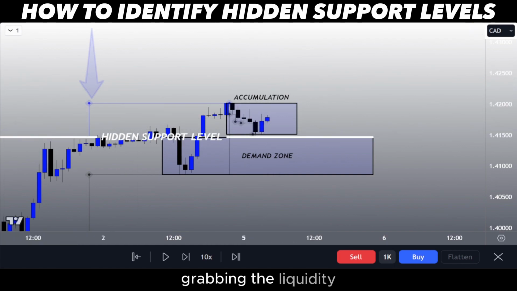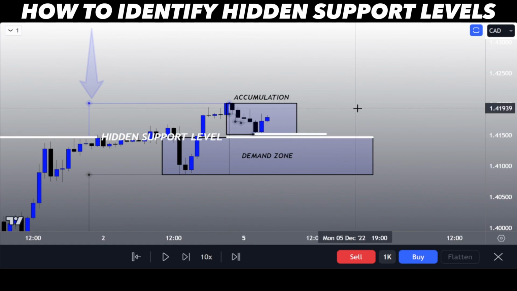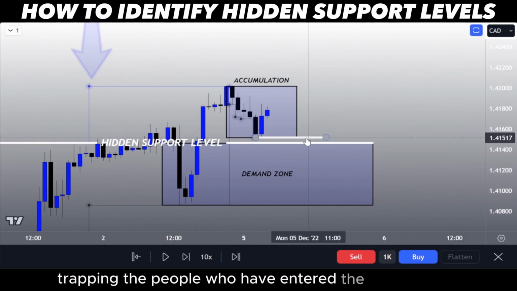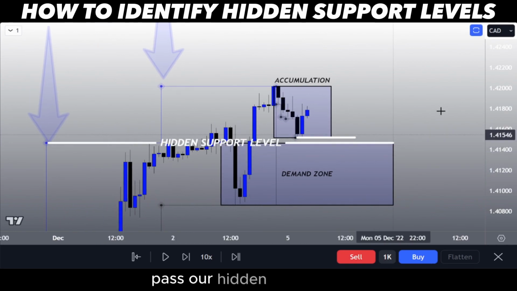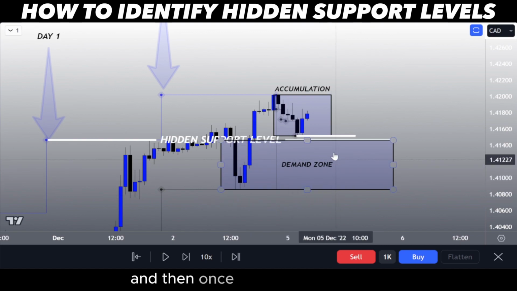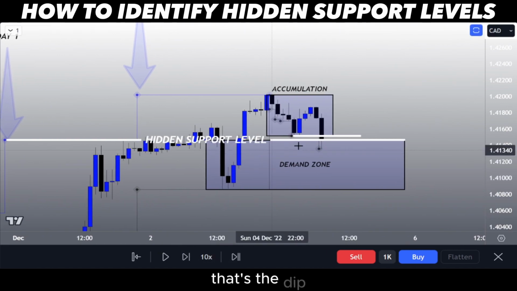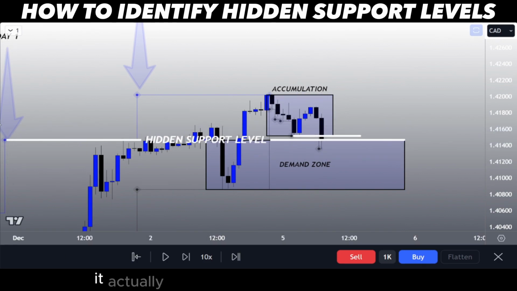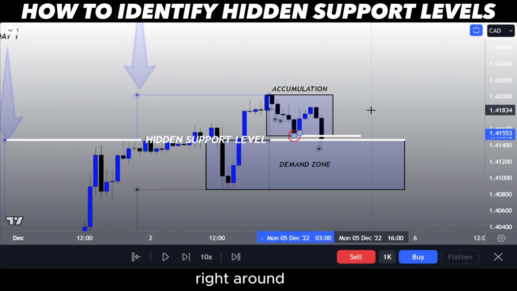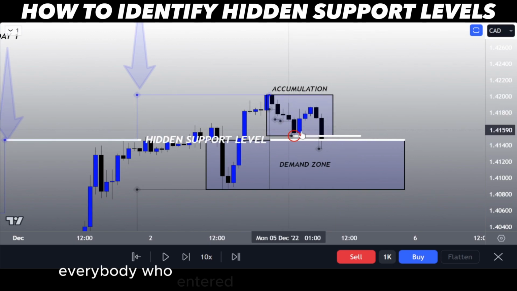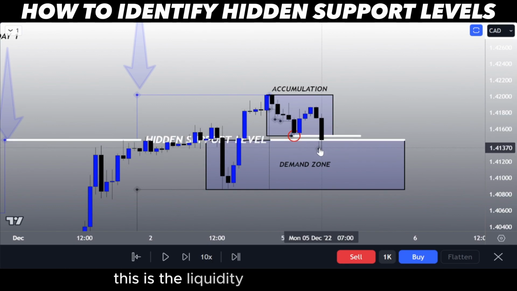grabbing the liquidity, grabbing the sell side liquidity, trapping the people who have entered the market early, and going into our demand zone, past our hidden support level, and then once price reaches this level, we look forward to placing our entries. That's the dip. Once that dip happens, it actually grabs liquidity from the Asia session right around here. Everybody who entered the market early was stopped out. This is the liquidity grab to the downside.